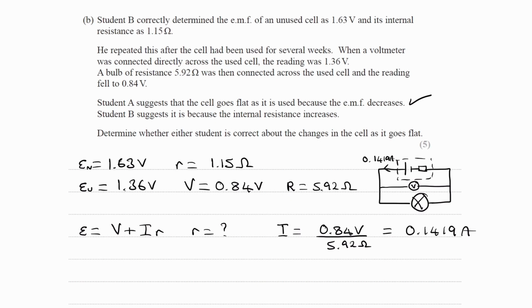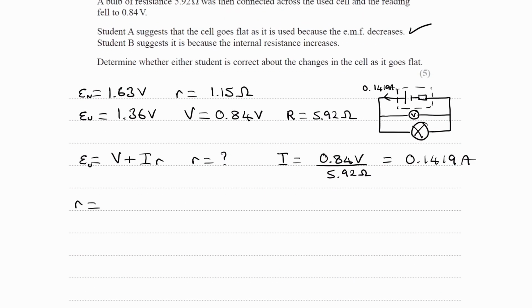Now we can put everything into this equation. So the EMF that we have here is the EMF of the used cell. Resistance is EMF of used cell minus V, all divided by I. So that would be 1.36 minus 0.84, all divided by I.